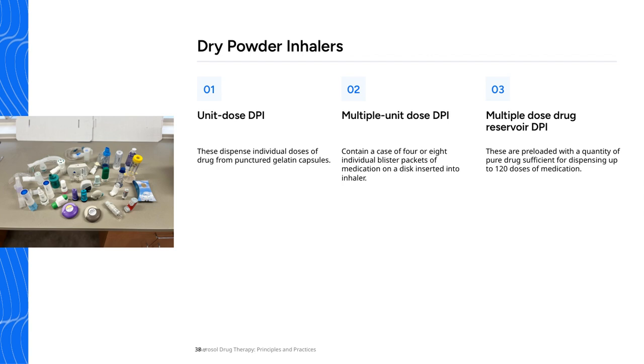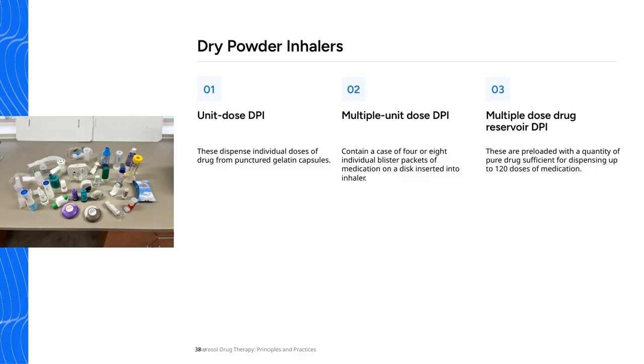Next, there are the multiple unit dose DPIs. These typically contain a case with 4 or 8 individual blister packets of medication, which are inserted into a disc inside the inhaler. Each blister holds a single dose, making it easy to keep track of your medication and ensure proper dosing.